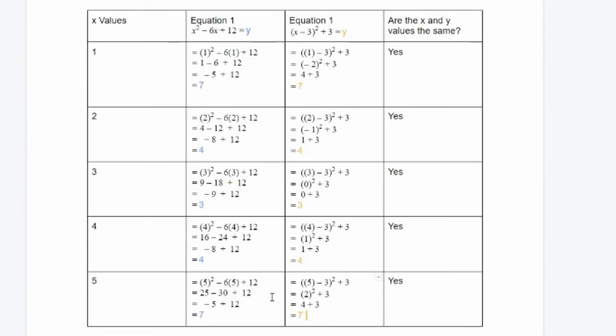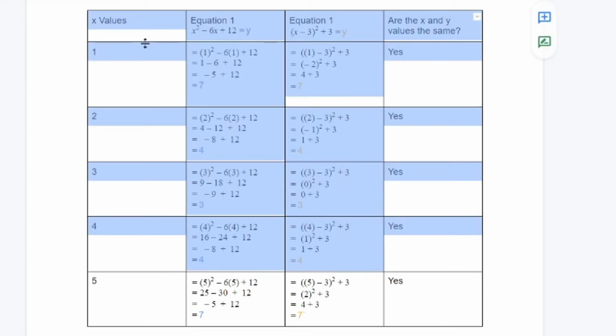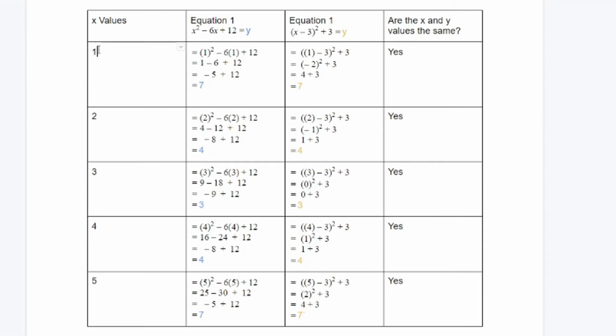Graphing is great, but it can be very time consuming. So what I've just done is I've created a table of values where I substitute different x values and calculate their corresponding y values for both the equations. So here I have the polynomial that was given to us by the question, and here I have our quadratic, which is in vertex form.